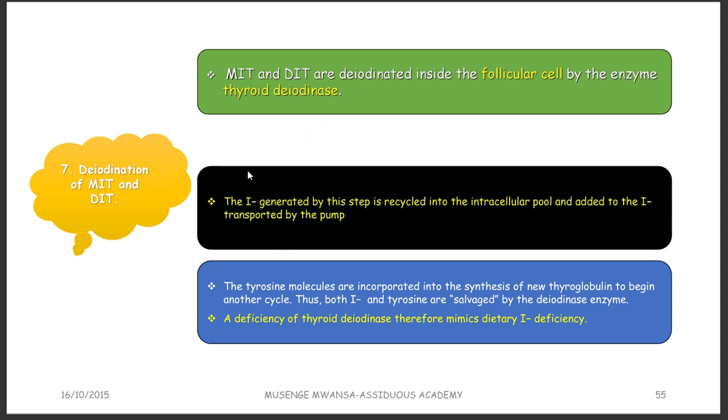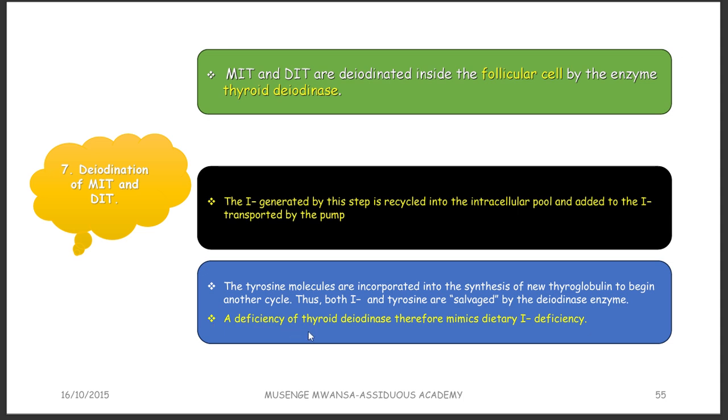Iodide, because it's an ion generated in this step, is going to be recycled so that it can be used again in the synthesis of more hormone. Tyrosine molecules are then going to be incorporated into the synthesis of new thyroglobulin to begin another cycle. So both the iodine and tyrosine are going to be salvaged. They are going to be used in another reaction by the enzyme so that you can form more of the hormone.